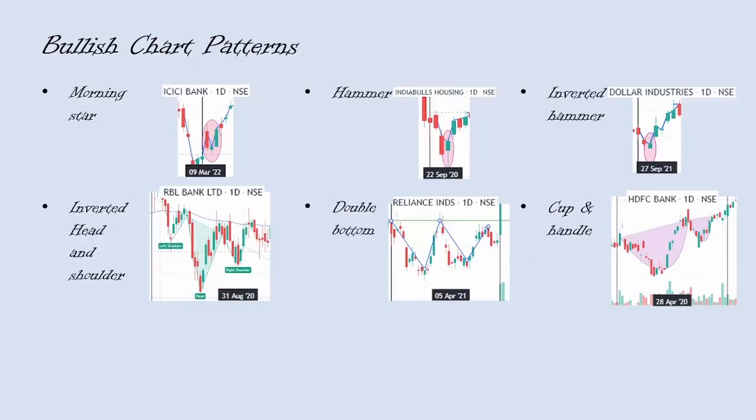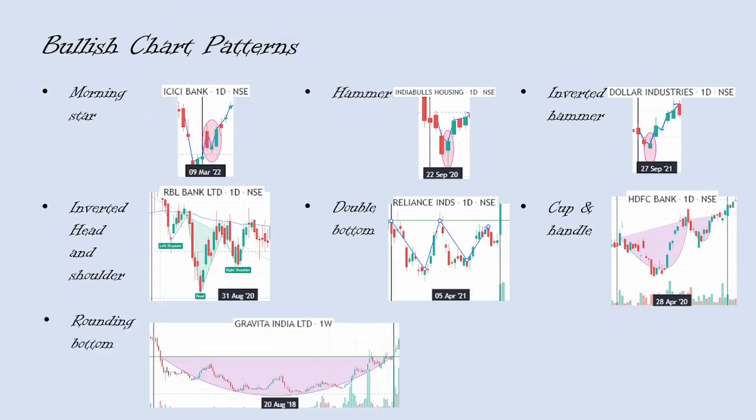So cup and handle again, it's like a W but not really, because the second part of the W is much shorter than the first part. So we can have a look at this pattern also. It's similarly telling that there will be an uptrend and similar actions need to be taken. When a green candle with good volume comes, you can try buying and then selling and making a profit.